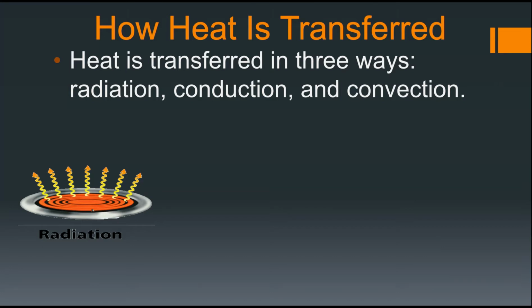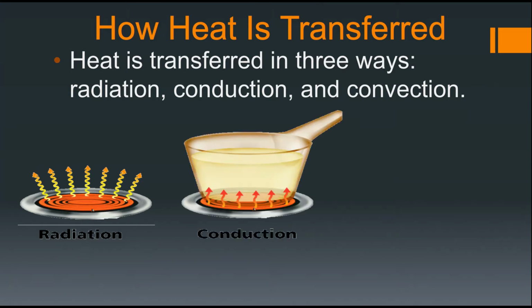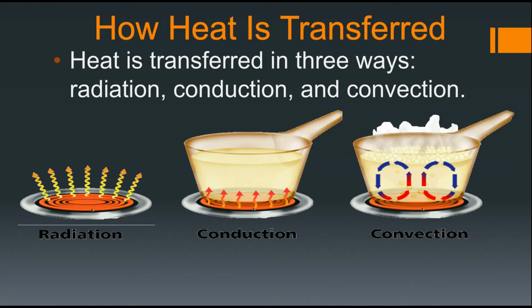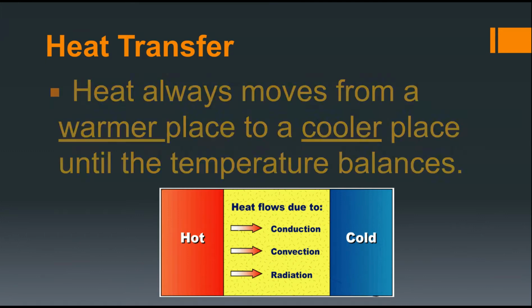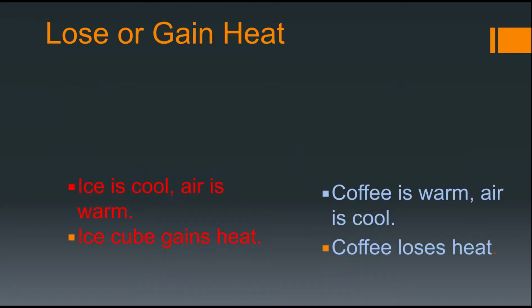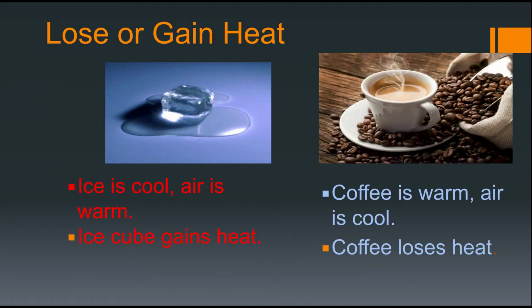How is heat transferred? Heat is transferred in three ways: radiation, conduction, and convection. Radiation is from the rays, conduction is from a solid touching the pan or the pot, and convection is the liquid or gas that is flowing. Here again is one of my favorite diagrams of how hot moves to cold, and it does this until the temperature balances. Now, let me ask you some questions.